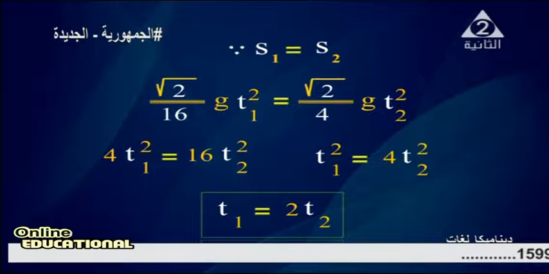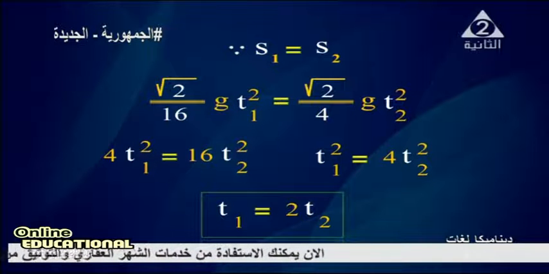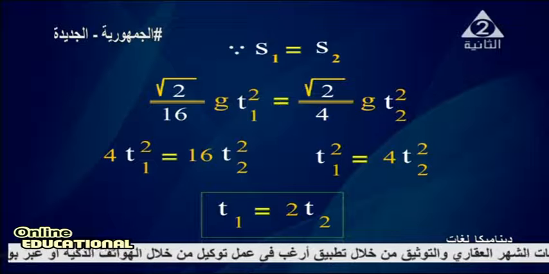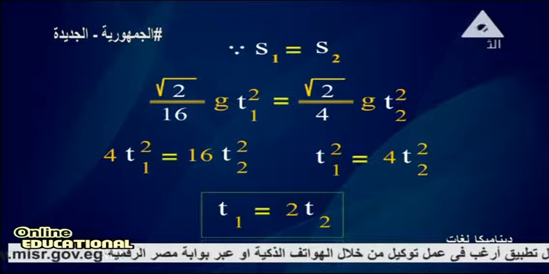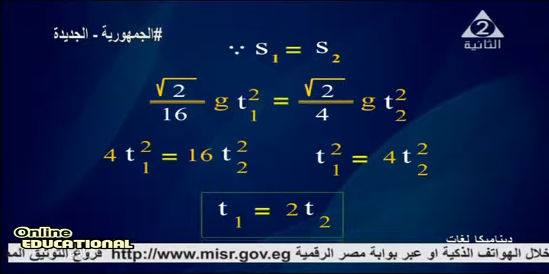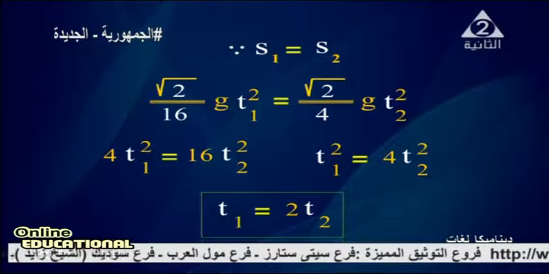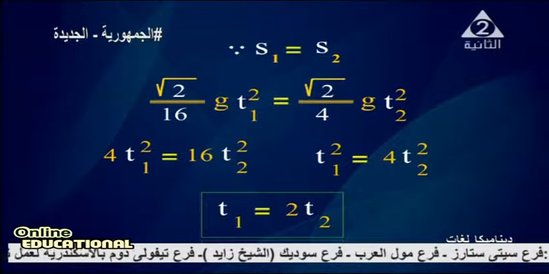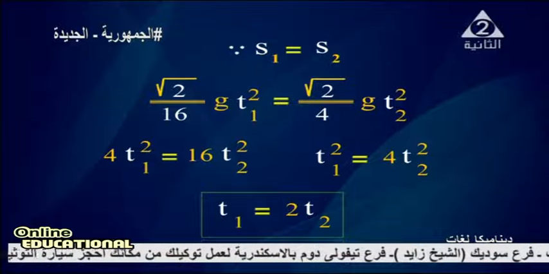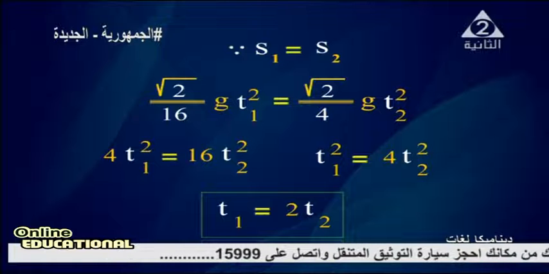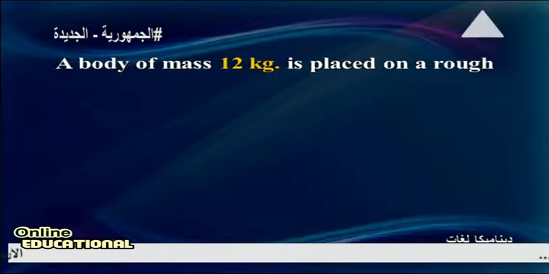This example contains two cases, rough inclined plane and smooth inclined plane. The first case, the plane is rough and inclined. The second case, the plane is smooth and inclined. Now the time t1 equals twice the second time t2. That means that the body takes a longer time in the case of the rough plane. Now we move to the next example.